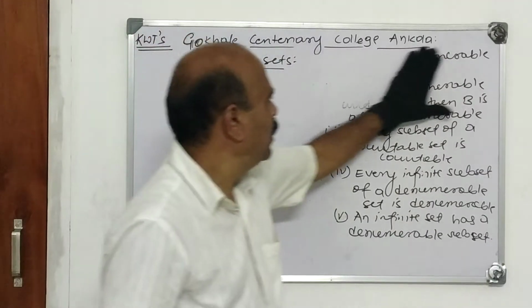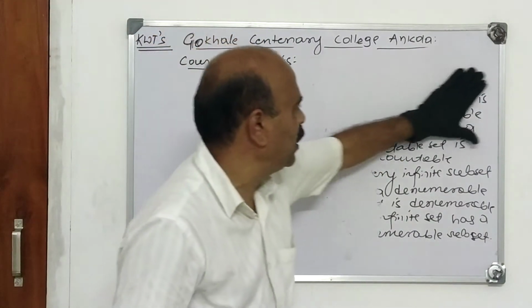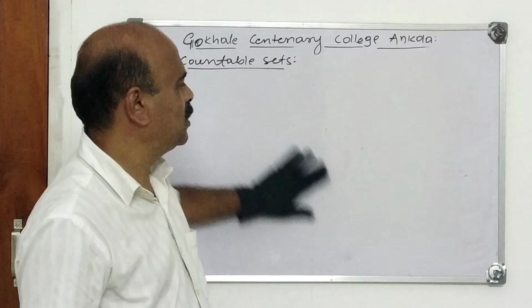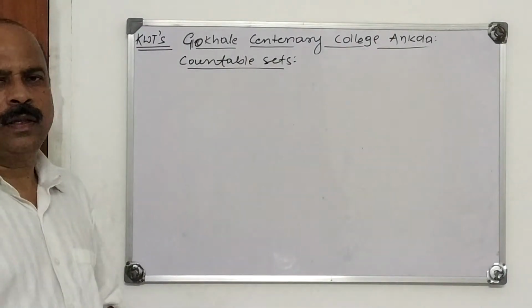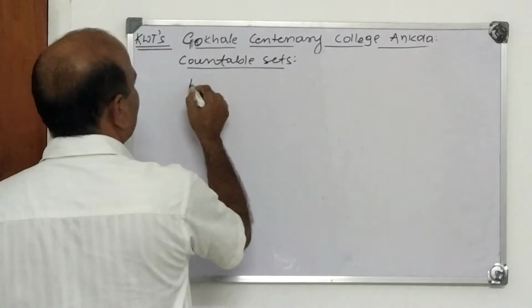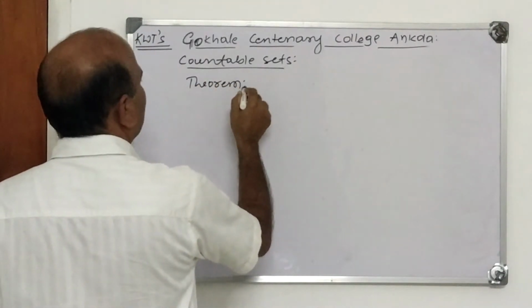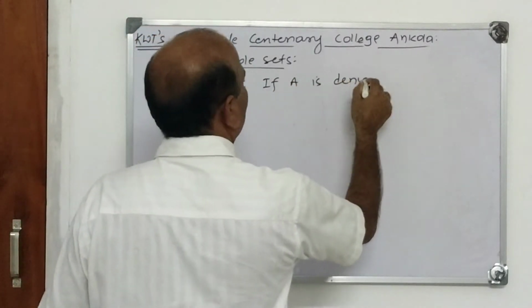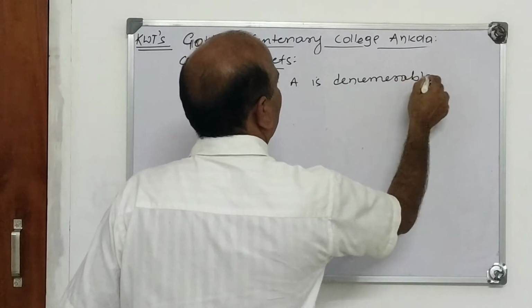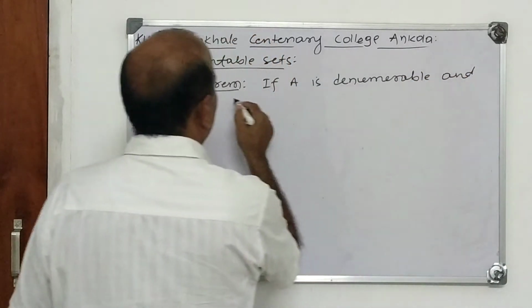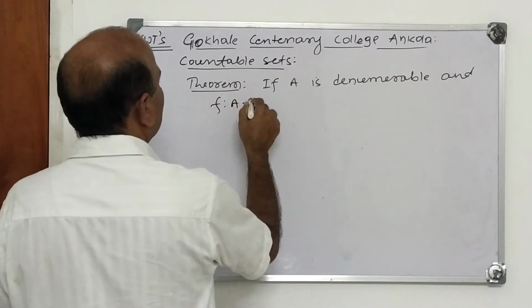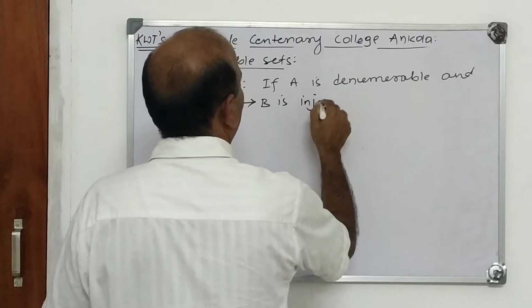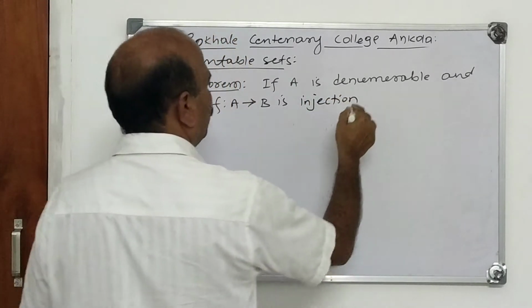Now today I first prove one important result that is used to prove that some sets are countable. The result is like this. I take this as a theorem. Theorem is like this. If A is denumerable, and f from A to B is an injection. What do you mean by injection?